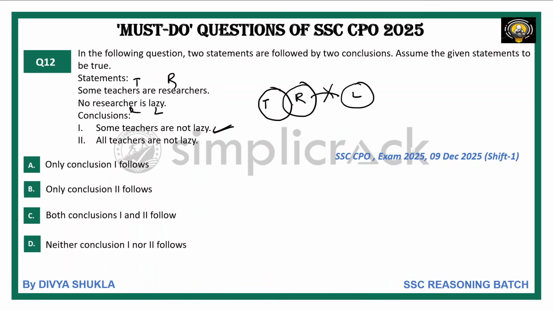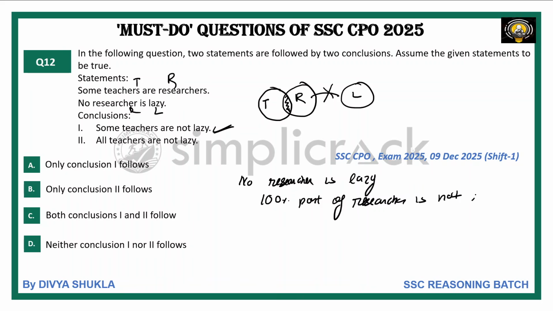Conclusion 1: some teachers are not lazy. This is correct. Why? Because this part of teacher which was researcher is not lazy. I am saying that no researcher is lazy. If no researcher is lazy, that means 100% part of researcher is not lazy. If 100% part of researcher is not lazy, then I can say 10% part, 15% part, 20% part of researcher will also not be lazy.